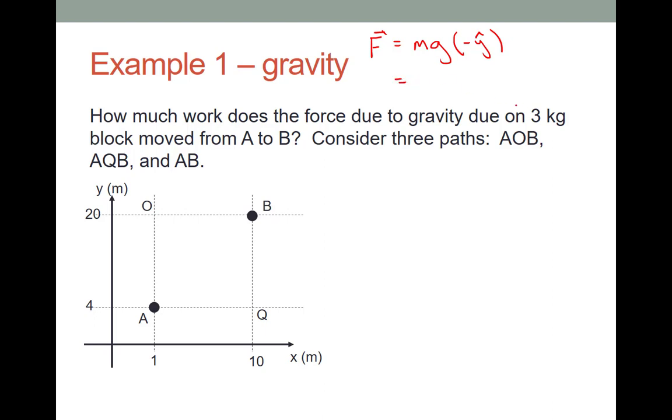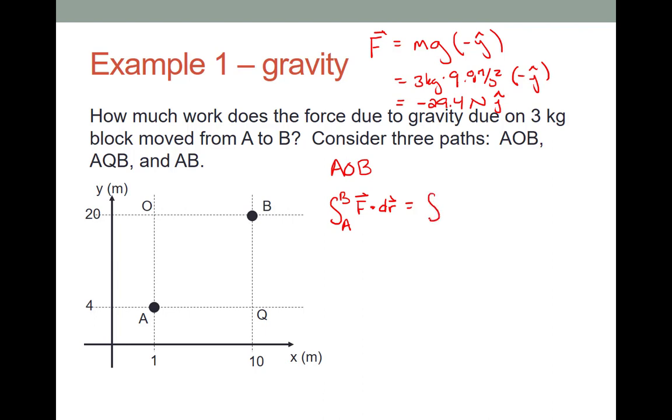If I plug in 3 kilograms and 9.8 meters per second squared, that gives me a force with a magnitude of negative 29.4 newtons directed in the j hat direction. To begin with, let's consider the path A to O to B. So if I look at the work, it's going to be the integral from A to B of F dot dr.